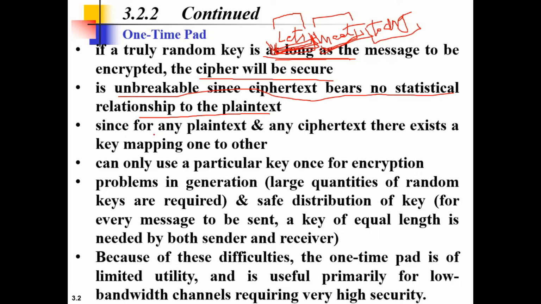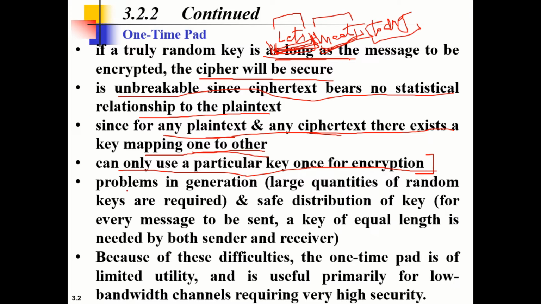Okay, so for any plain text and any cipher text, there exists a key mapping one to the other. So obviously, for the cipher text we generate from the plain text, the key mapping will be one to other. It can only use a particular key once for the encryption. That is the same thing I was telling you: the key will not be repeated for any part of the message. We'll be using the key only once for any given message which is to be encrypted.